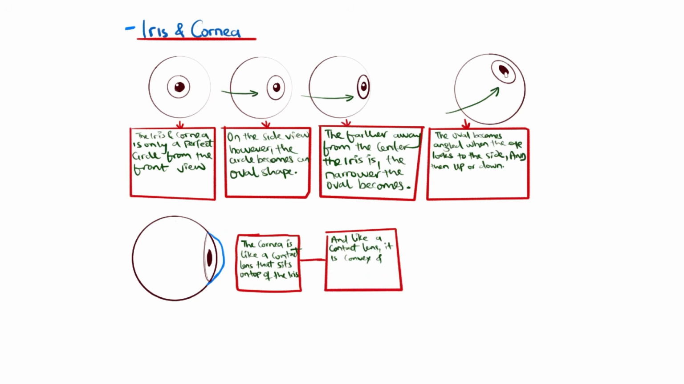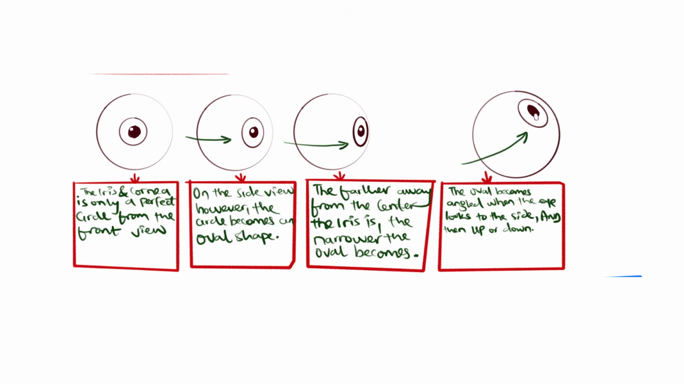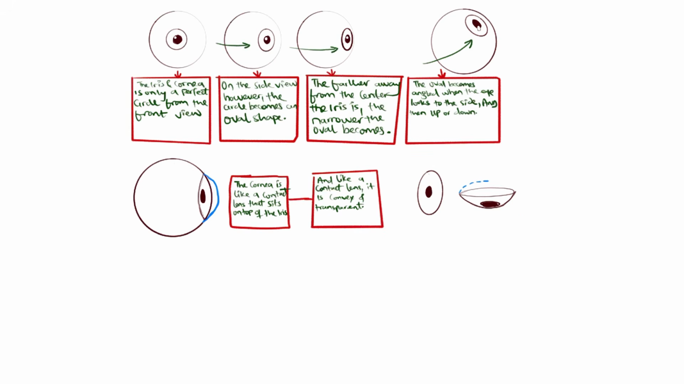The iris and cornea is only a perfect circle from the front view, and on the side view, however, the circle becomes an oval shape. That is the circle of the iris and cornea. And when it shifts further away from the center, the iris usually becomes narrower and oval. The cornea, which is like a contact lens, sits on top of the iris, and like a contact lens, it is convex and transparent. You can look at the iris like a bowl for putting fruits and stuff, and the pupil is like a black circular or oval dot in the middle.